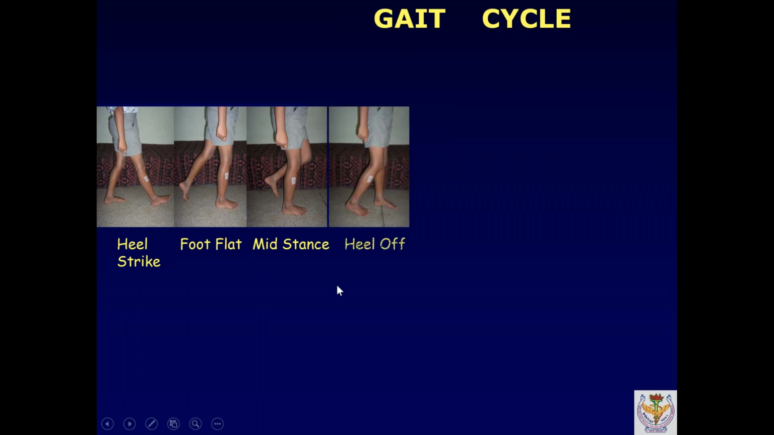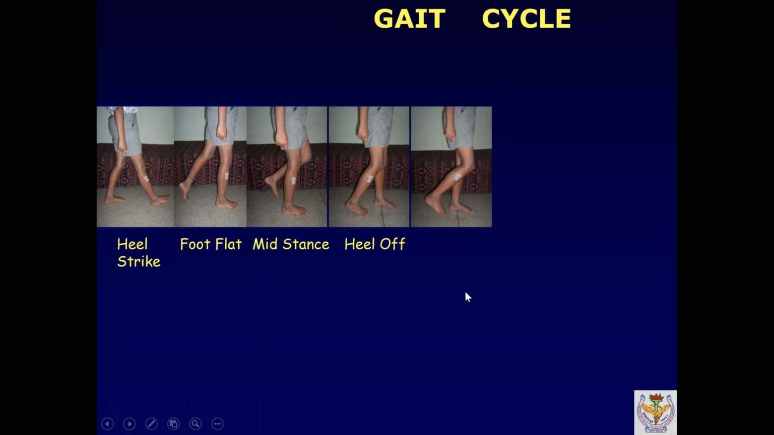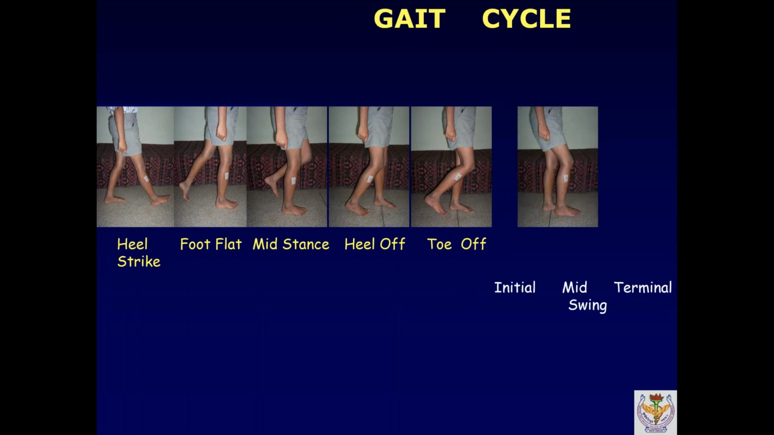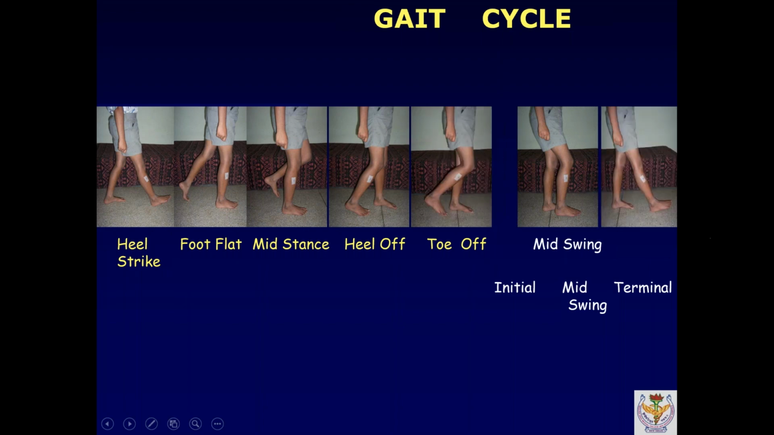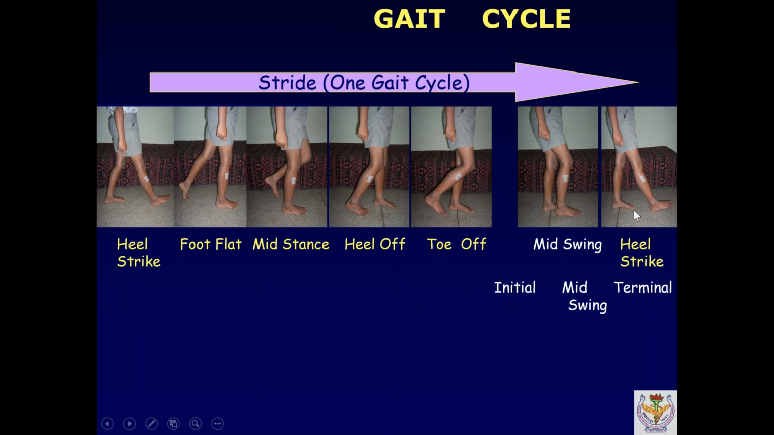After the mid stance, the body moves forwards, then the heel gets off, and after the heel off, the toe gets off. Then begins the swing phase for this particular limb, and the swing phase consists of the initial swing, the mid swing, and the terminal swing, and then again the heel of the same limb strikes the ground. So the gait cycle is considered from the heel strike of one limb to the heel strike of the same limb touching the ground. This is known as one gait cycle. It is also known as one stride, right?